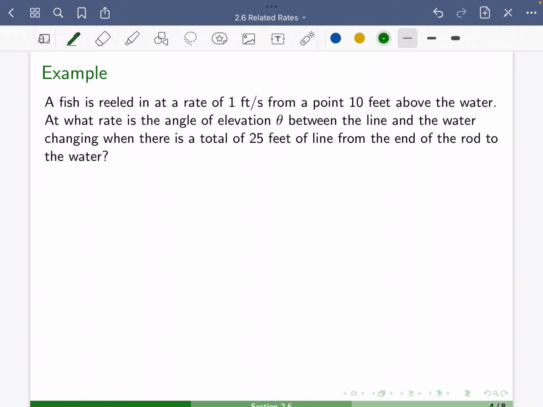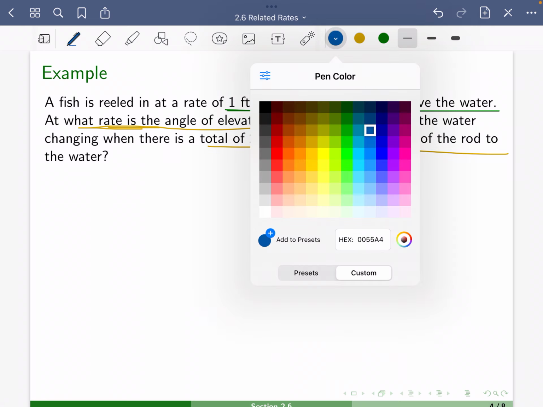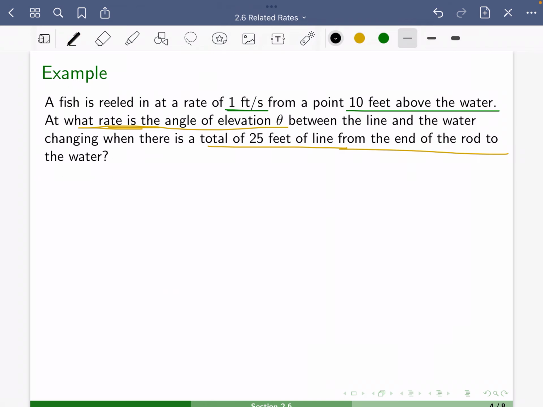A fish is reeled in at a rate of 1 foot per second from a point 10 feet above the water. At what rate is the angle of elevation theta between the line and the water changing when there is a total of 25 feet of line from the end of the rod to the water? Whew, there's a lot happening in this problem. So let's first draw a picture.